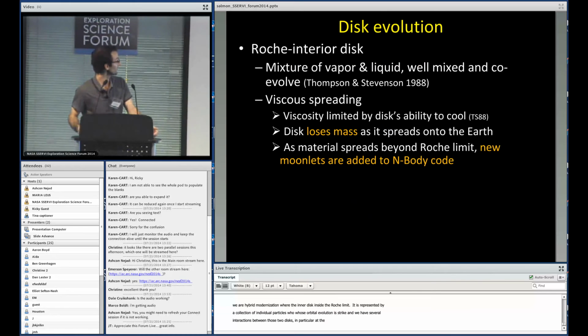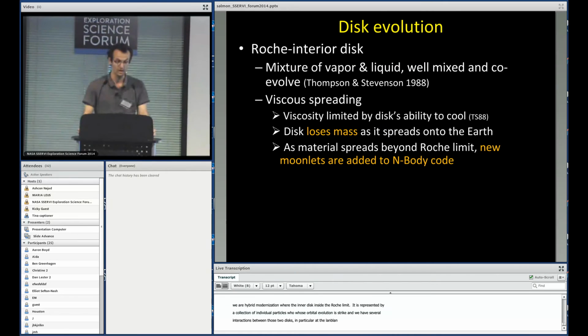So in a little bit more detail, for the evolution of the disk, for the material inside the Roche limit, we adopt the modeling of Thompson and Stevenson, where we assume that the disk is a mixture of vapor and liquid, with both phases being well mixed and co-evolving. This disk is going to viscously spread with a viscosity that is limited by the disk's own ability to cool because it's very hot. Due to this viscous spreading, the disk is going to lose mass onto the Earth, but it's also going to bring mass through the Roche limit, at which point this material can form new moonlets that are added to the n-body section of the code.